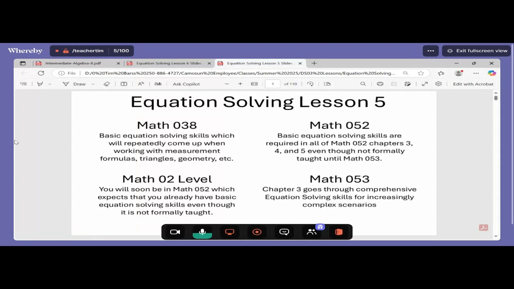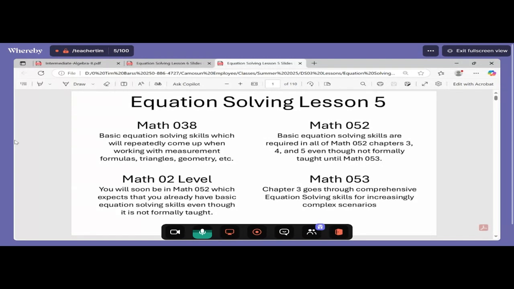All right, well, I'm going to jump in here and we're going to talk a little bit more about equation solving. And when I'm done that, we'll have some more time for you to continue working and ask me any questions you run into. So this is our fifth little mini lesson on equation solving.